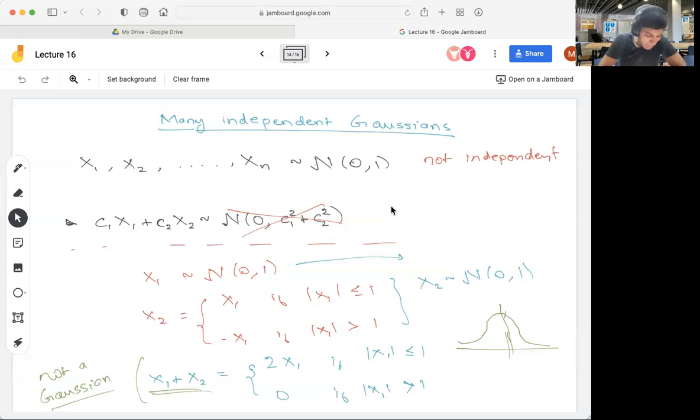And this is a bit of a pathological case, but I just wanted to point out that we often say linear combinations of Gaussians are Gaussians, not just for independent ones, even for other Gaussians. So that requires an extra assumption, or some extra property of these.